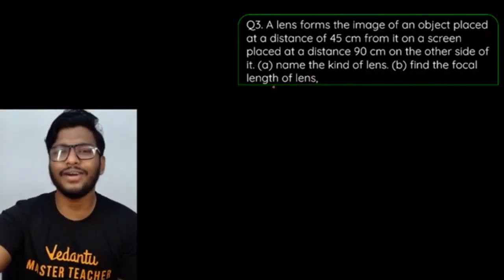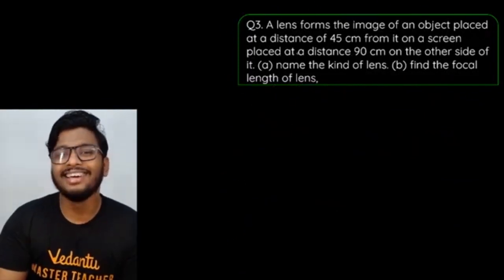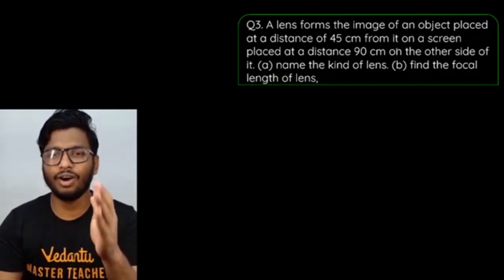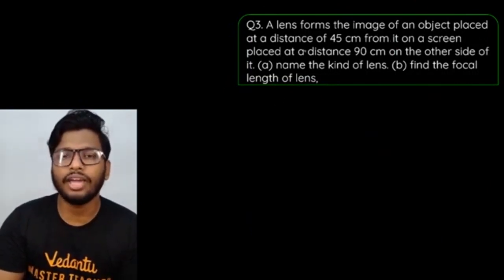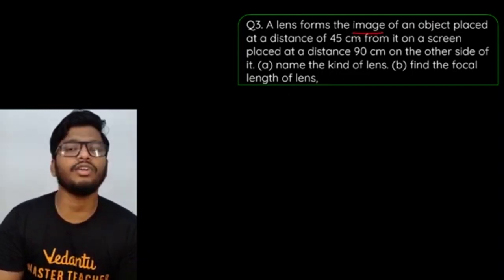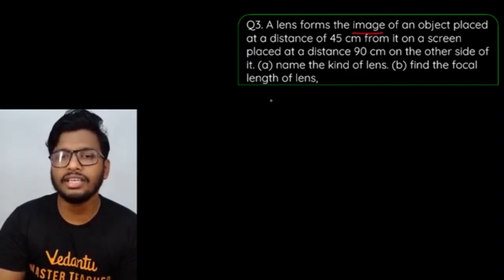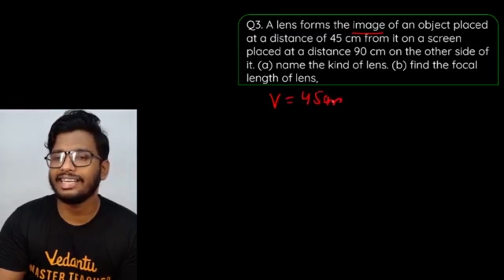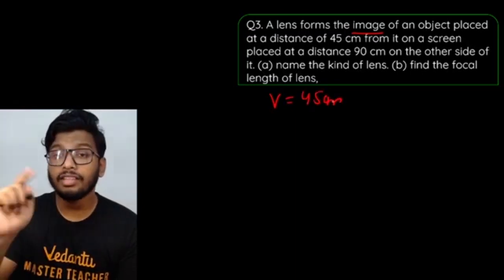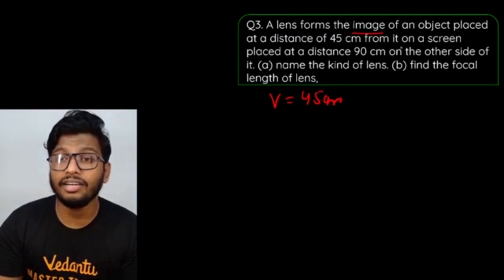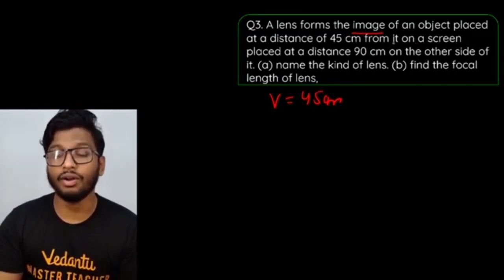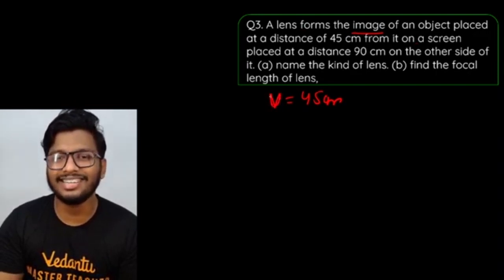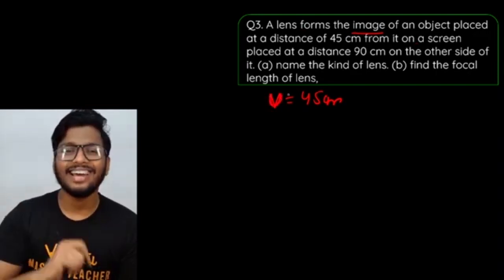Go ahead. Do it. So how do you solve this question? Once again, the lens forms an image of an object placed at a distance of 45 centimeters. That means the image distance is given as 45 centimeters. Sorry guys, that is the object distance, not the image distance. I read the question wrong.